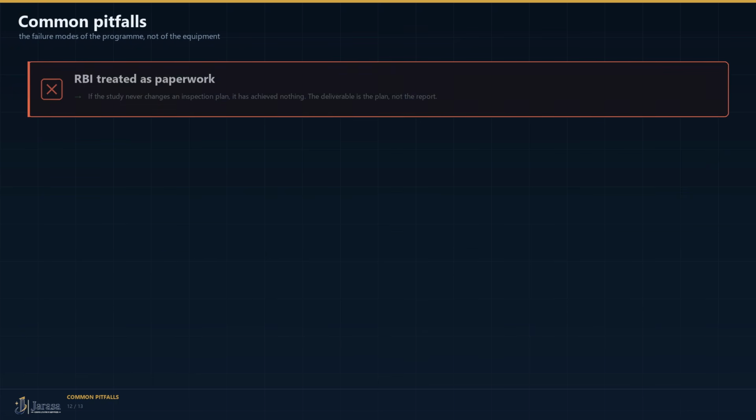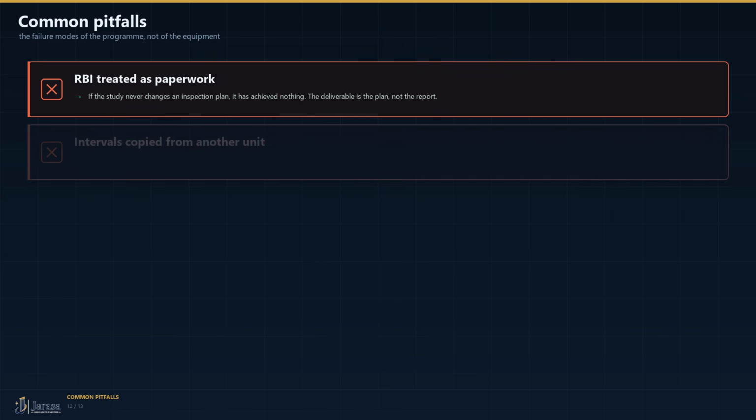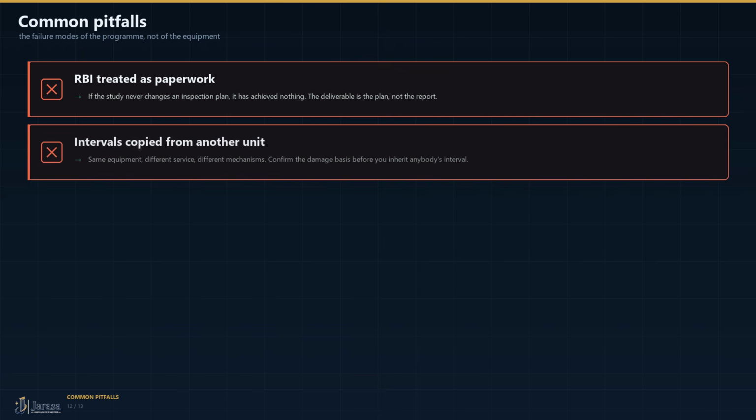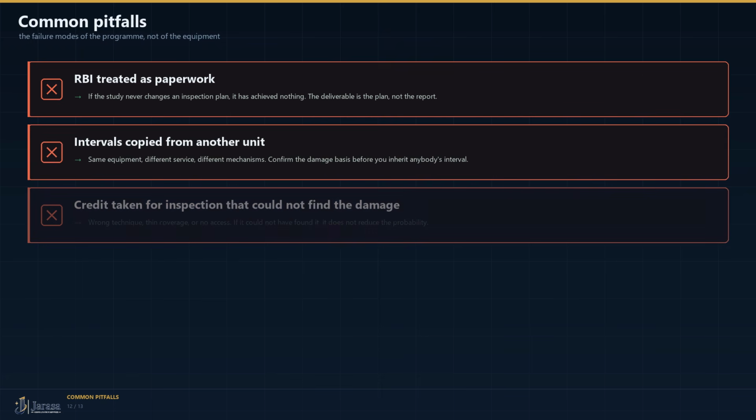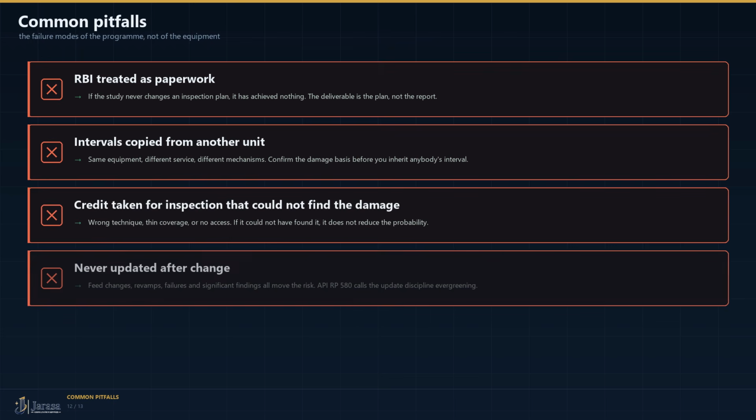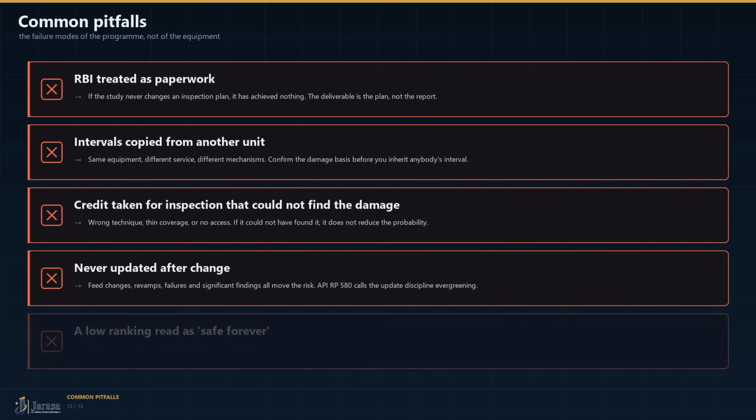Some warnings. RBI is not a paperwork exercise. A study that never changes an inspection plan has achieved nothing. Do not copy intervals from a similar unit without confirming the mechanisms are the same. Do not take credit for an inspection that could not have found the damage or could not reach it. Update the study after process changes, after failures, and after every significant finding. API 580 calls this evergreening.